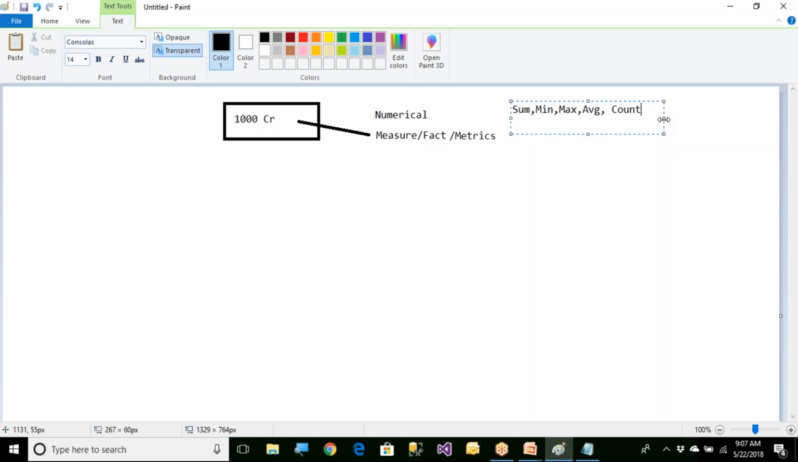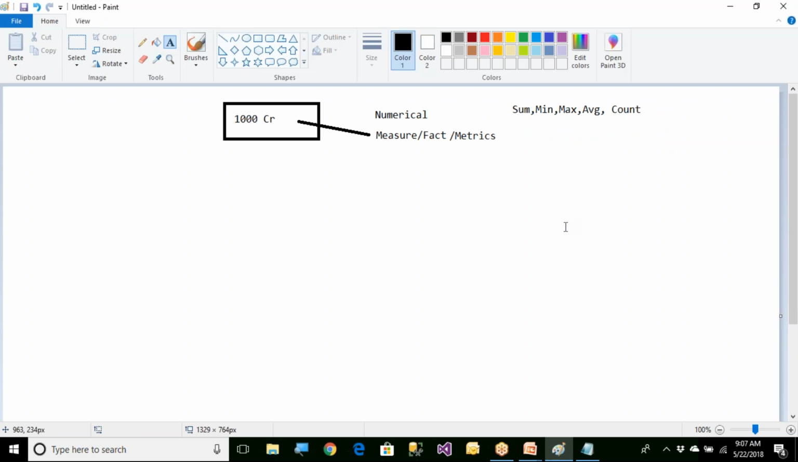So if that is the case, then that numerical value is called a measure, or a fact, or a metric. But all numbers, all numerical values, will not be measures. For example, mobile phone number, PIN code number, room number, all of them. But what are the measures?